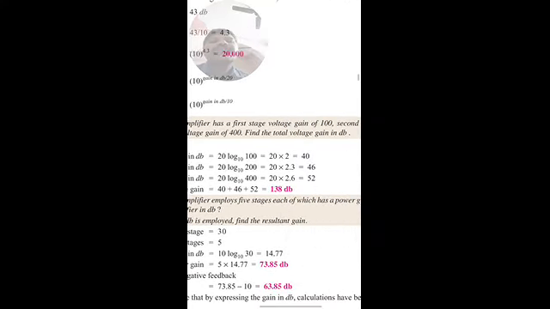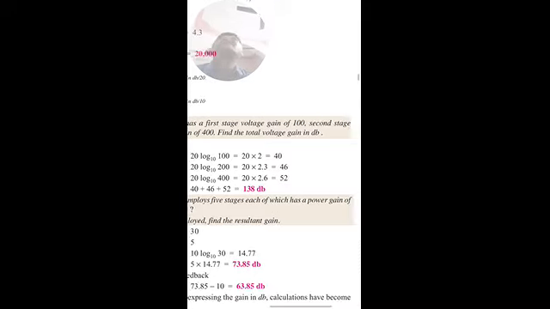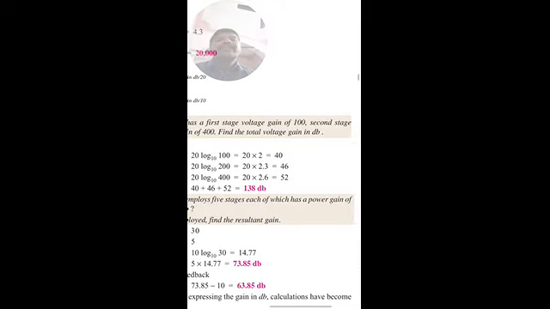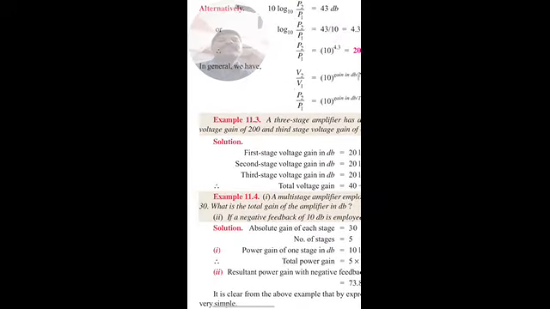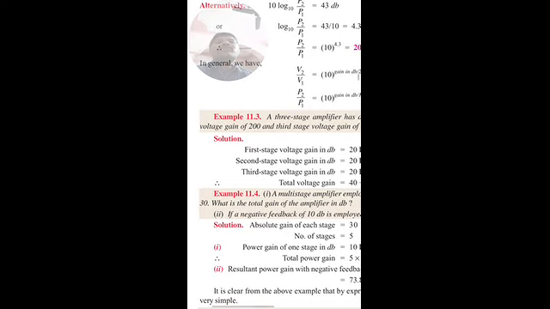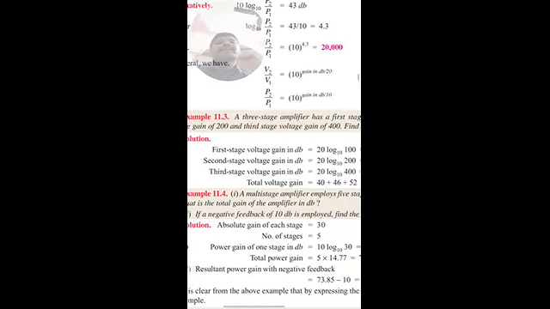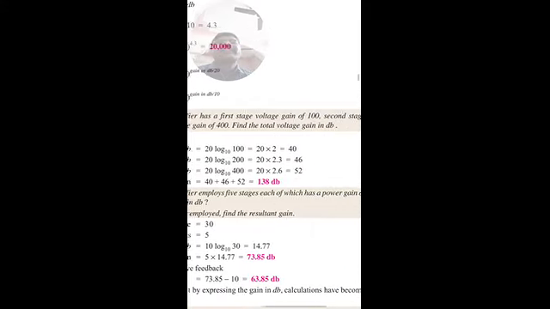A 3-stage amplifier has a first stage voltage gain of 100, second stage voltage gain of 200, and third stage voltage gain of 400. Find the total voltage gain in dB.